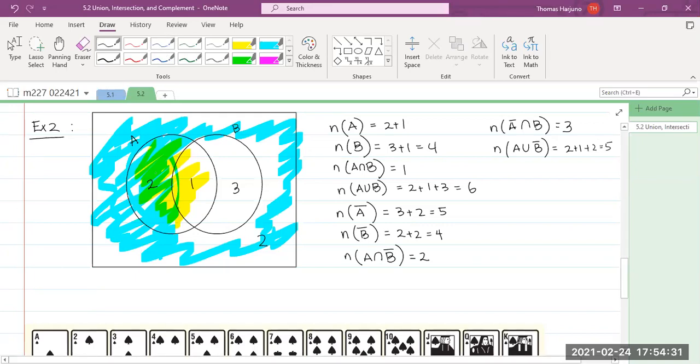This is the first 2. This is the 1. So there are 3 elements in A. Or outside B. The ones outside B are these 2 which we already counted and these 2 which we didn't count yet. That's how we get that 5.